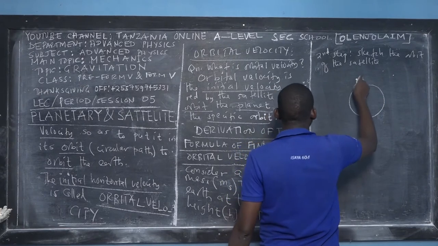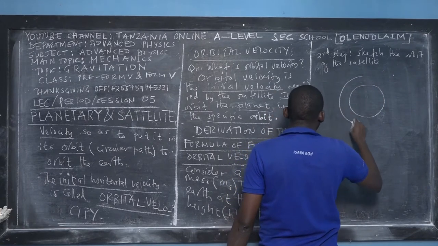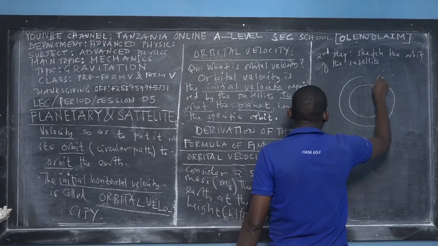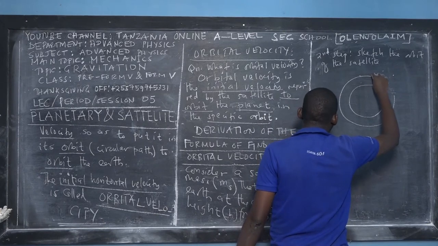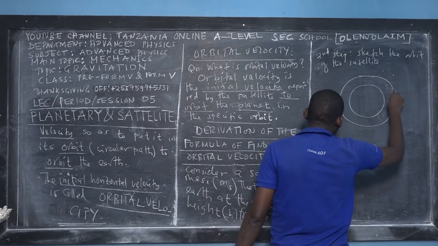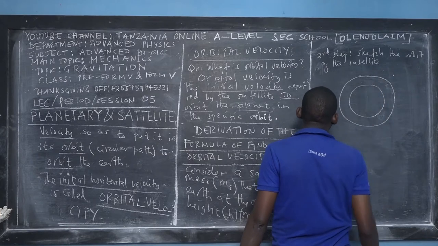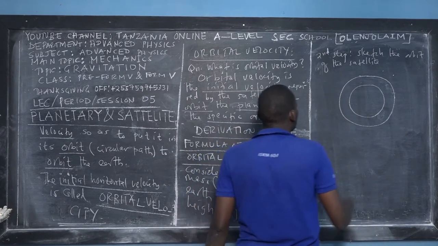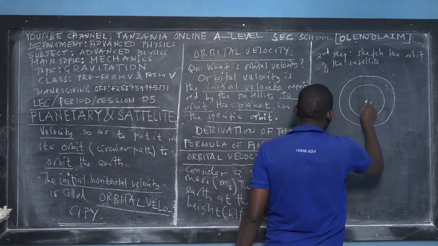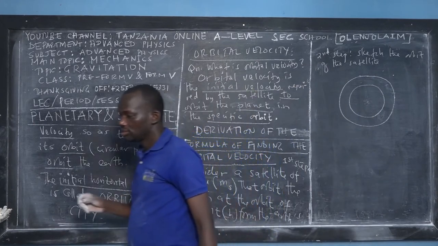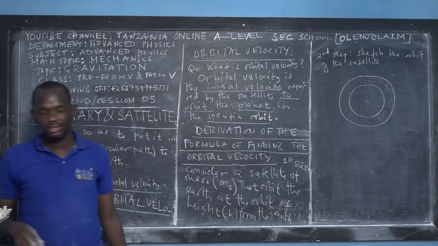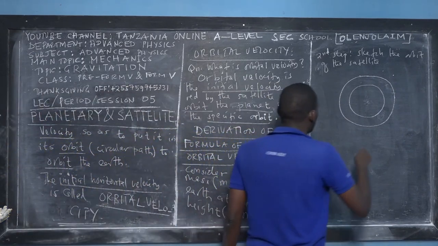Suppose the Earth is circular, and this is the orbit of the satellite, a communication satellite, because they provide information, which is a very important piece in human life. So this is the Earth, and we have the two centers. Yes, this is the center of the Earth.